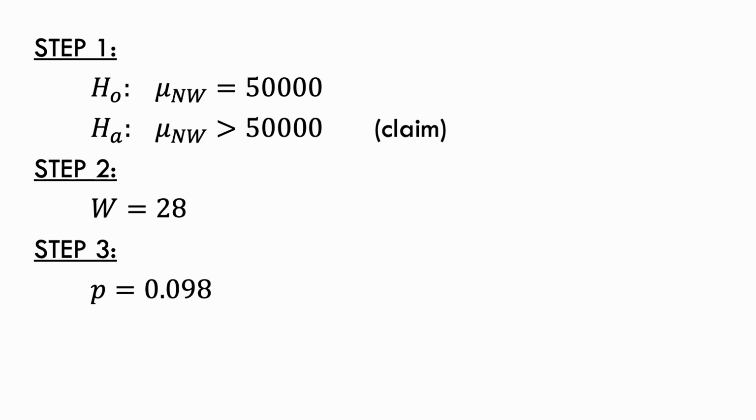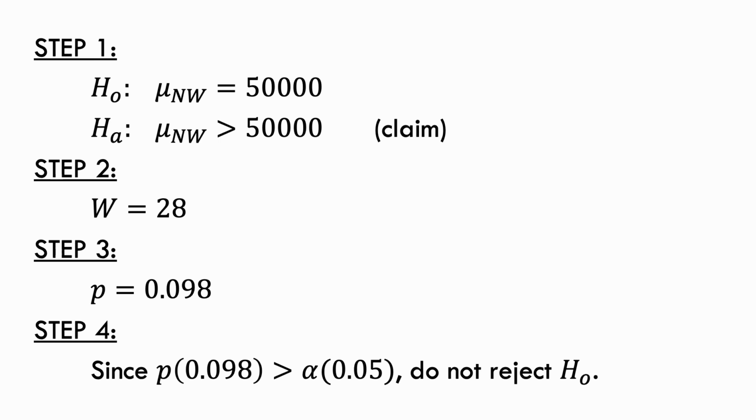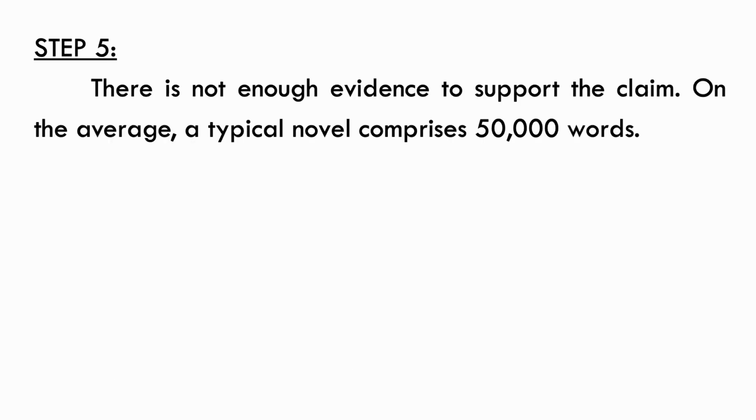So for step 2, W is equal to 28. Kasi Wilcoxon yung ginamit, hindi yung student. And for step 3, P is 0.098. So since P is greater than alpha, we do not reject the null hypothesis. So our conclusion is that there is not enough evidence to support the claim. So on the average, a typical novel comprises 50,000 words.